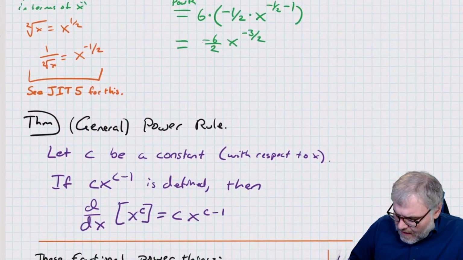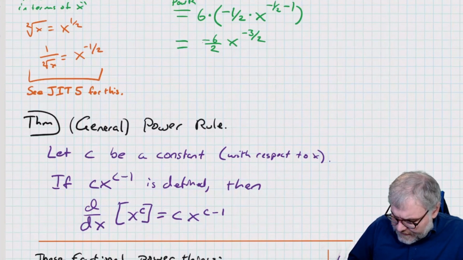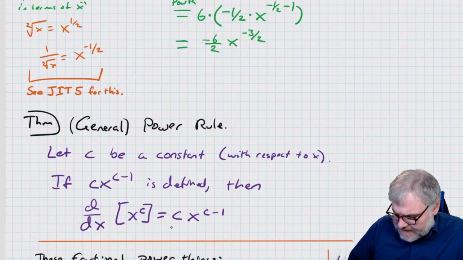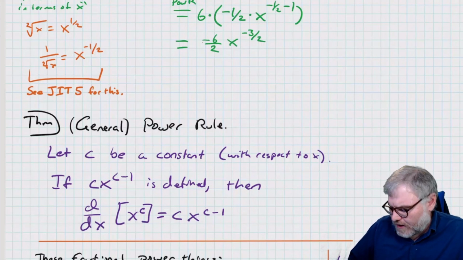Extra credit WebAssign. Okay, so this is my general power rule. Let's just say it one more time. Let C be constant with respect to x. If C x to the C minus 1 is defined, then the derivative of x to the C is C x to the C minus 1. We will be proving this in all its glory. This is any real constant. We already proved it.